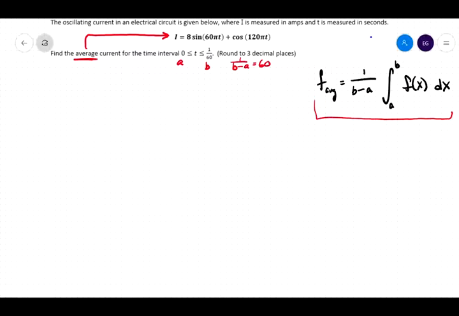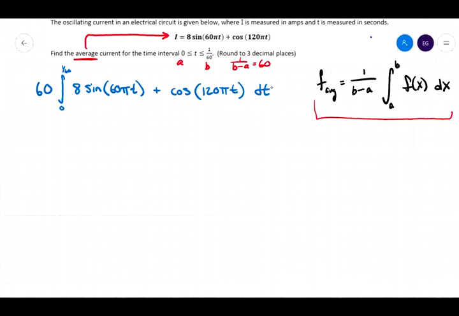Okay, so when we set up our integral for the average value of this function, we will have 1 over b minus a, which is 60, times the integral from 0 to 1/60th of 8 times the sine of 60 pi t plus the cosine of 120 pi t, and we're integrating with respect to t, so there's a dt.